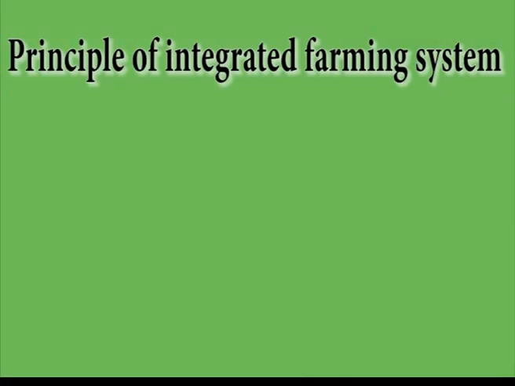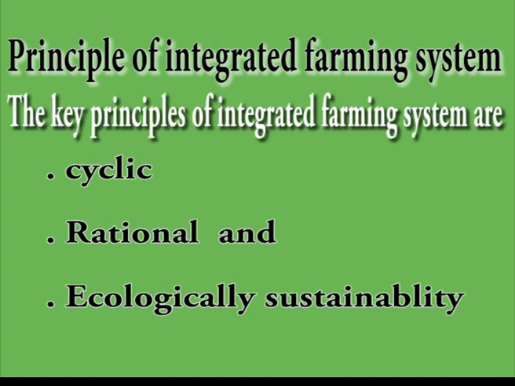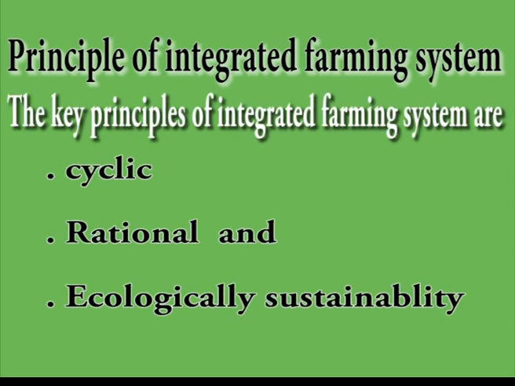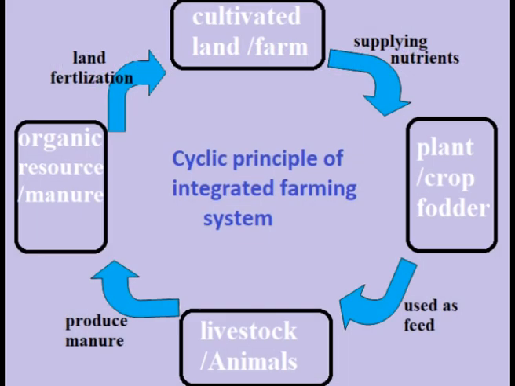Well, what are the key principles of integrated farming systems? Generally, cyclic, rational, and ecological sustainability are the key principles of integrated farming systems. Let's see one by one. Cyclic. This refers to the farming system being essentially cyclic. That means organic resource, livestock, land, and crop. Look at the diagram of the cyclic principle of integrated farming systems.